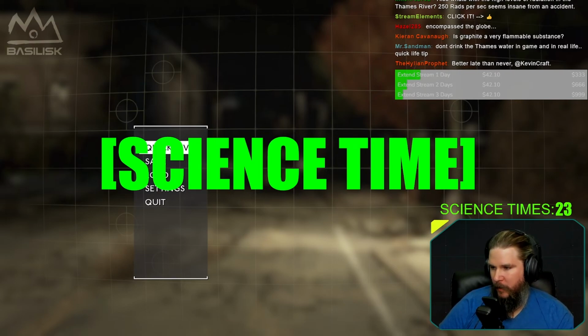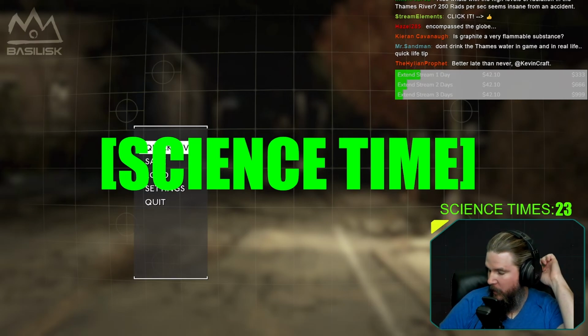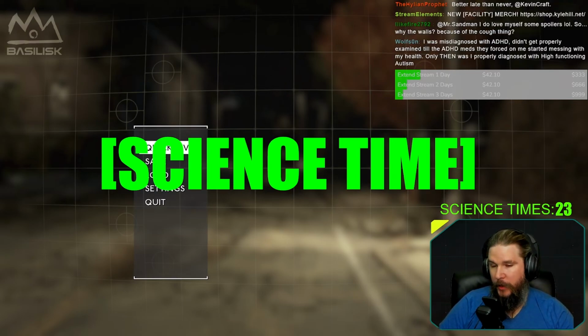Is graphite a very flammable substance? No, I don't think it's very flammable, but once it starts burning, it's hard to put out. Metal fires are hard to put out. Don't drink the Thames water in game and in real life. No, I wouldn't drink any lake water, river water, anywhere, ever.